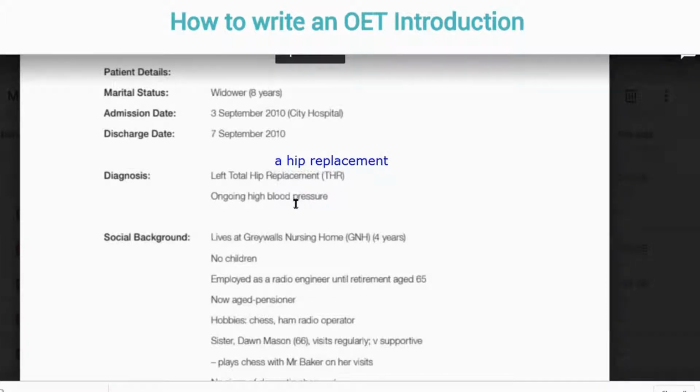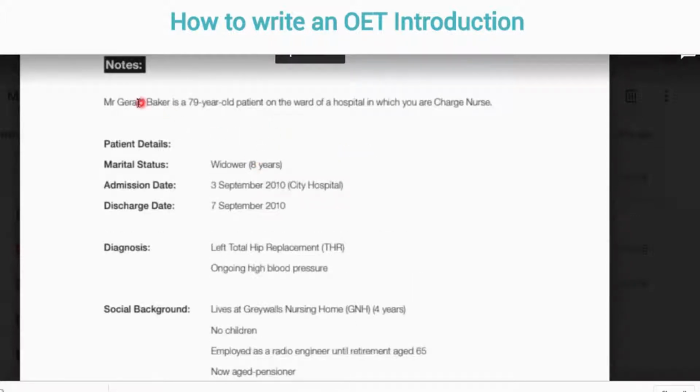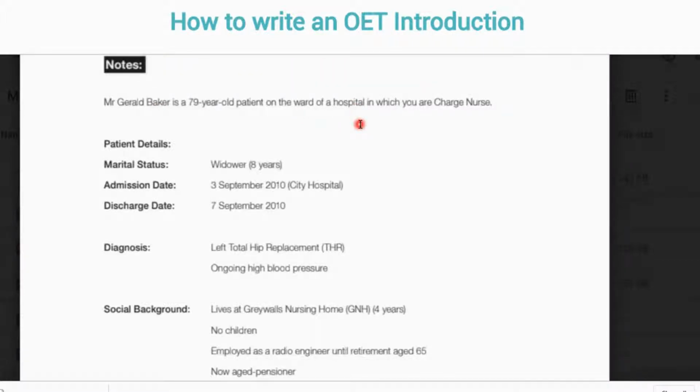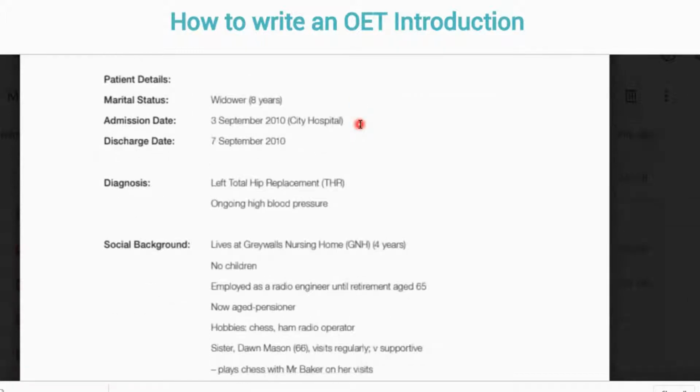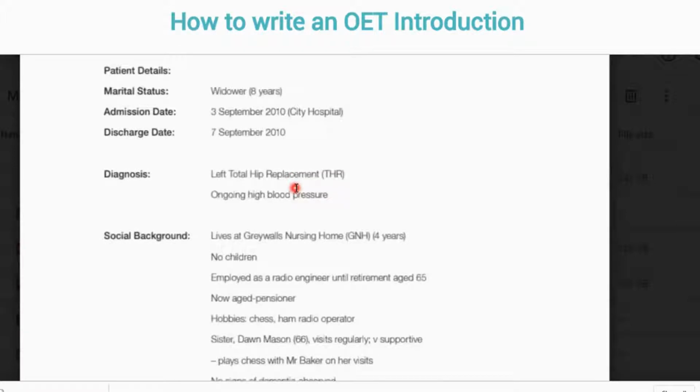Okay. Now we'll have Raji, please. 5, 4, 3, 2, 1. Raji, off you go. I am writing regarding Mr. Baker, who was admitted to our hospital for a hip replacement following a history of osteoarthritis. Fantastic. Excellent. Sorry, I was just mesmerized then by how good that was. That was really, really good.